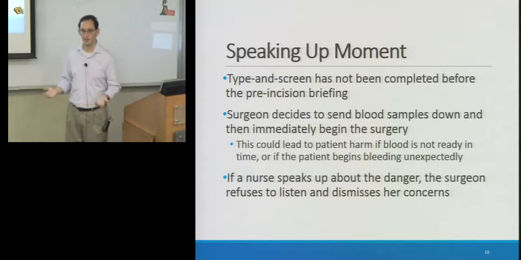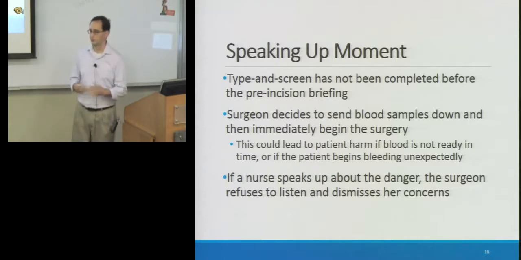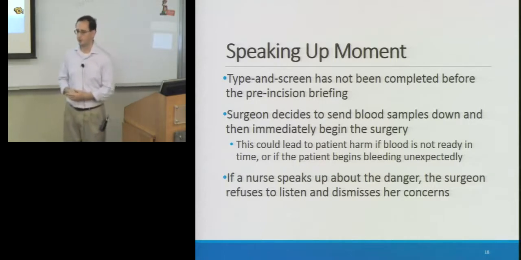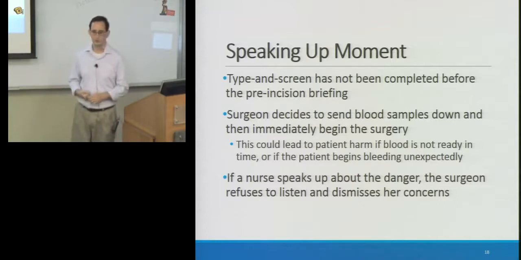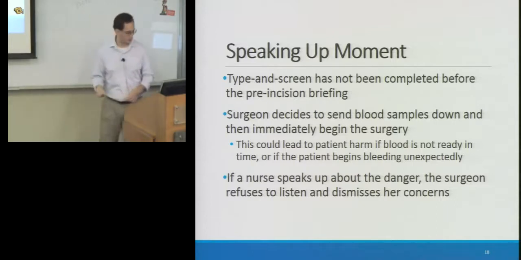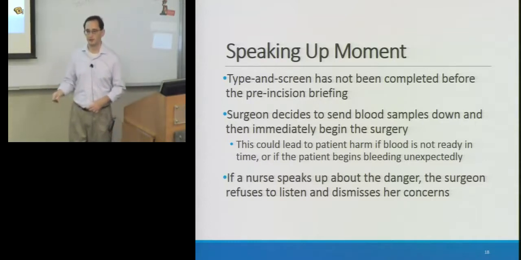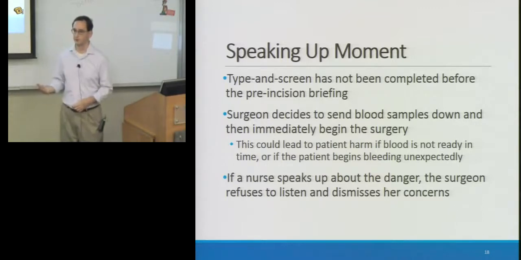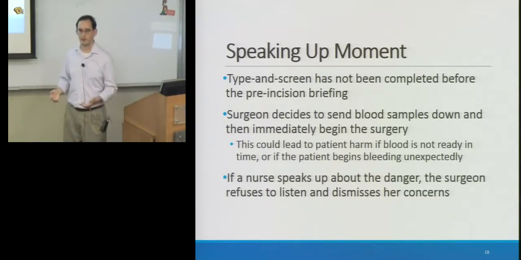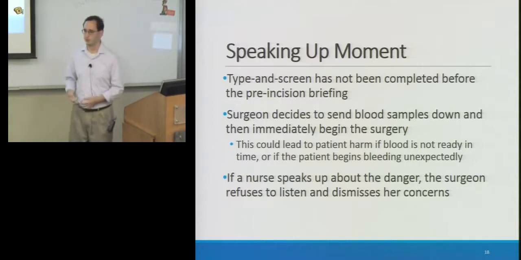He's arguing there should be time for the samples to get processed and blood to get back before we actually need it. But of course, this is a dangerous practice because the patient could have antibodies, or there could be other complications that would delay the type-and-screen being completed, or the patient could start bleeding unexpectedly. So it's important to actually have the blood in the room before beginning surgery. And if the nurse would speak up about this, if she identified the patient safety error, in this case, rather than listening to her, the surgeon would dismiss her concerns and argue with her about how it's fine to begin the procedure. And so we're giving nurses the opportunity to speak up about it in a difficult situation.